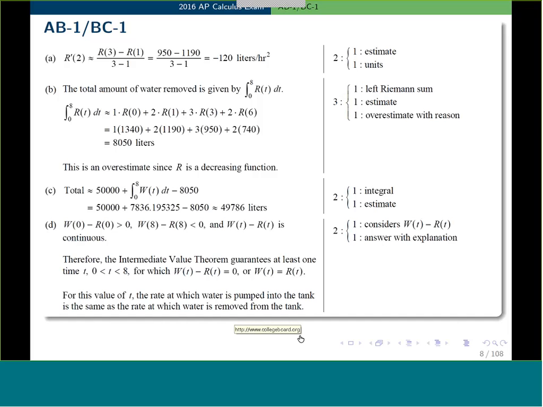And then in Part D, this interesting problem relies upon the intermediate value theorem. We had hoped that students would consider a new function, W of t minus R of t, take a look at a couple of values of that, recognize that it is continuous, and apply the intermediate value theorem. I understand from the grading that unfortunately many students did not attempt to solve the problem this way, but rather looked at two separate functions, W and R, and tried to show where they crossed.